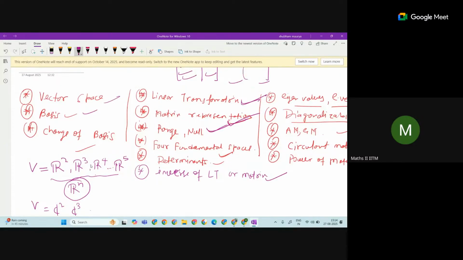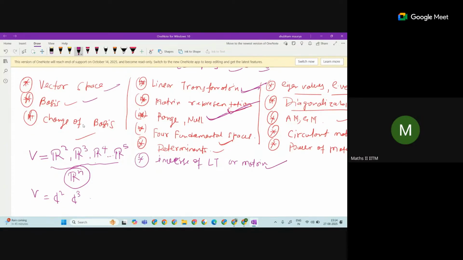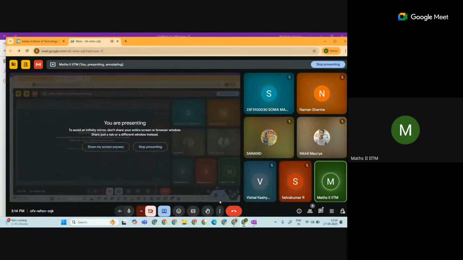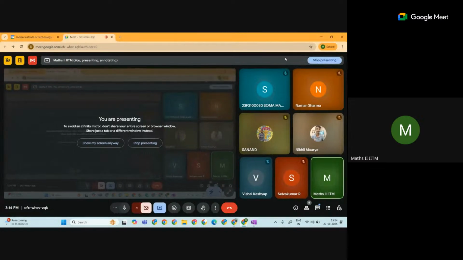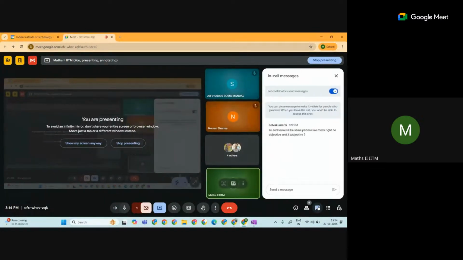These are the vector spaces we have, which are important. First of all, is it fine to discuss it this way with all of you, or do you want some other method? Do you have any suggestions for me to proceed in a different way?